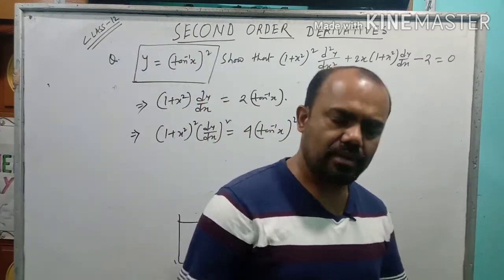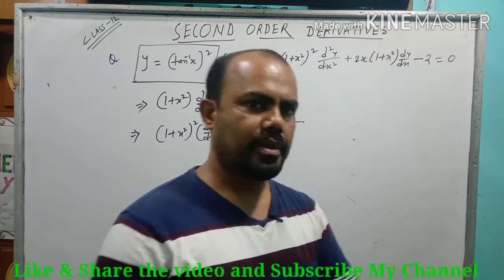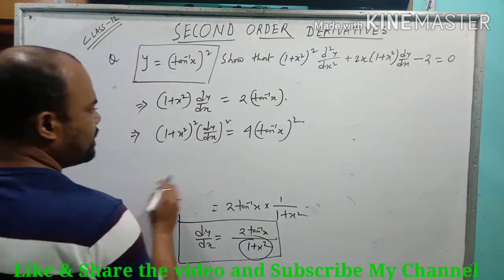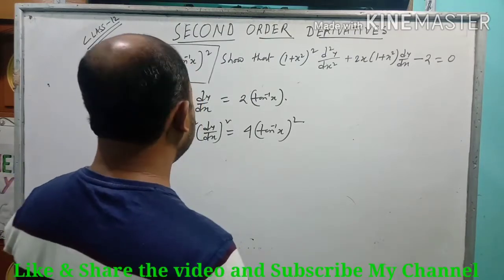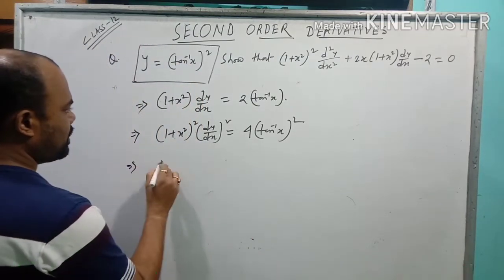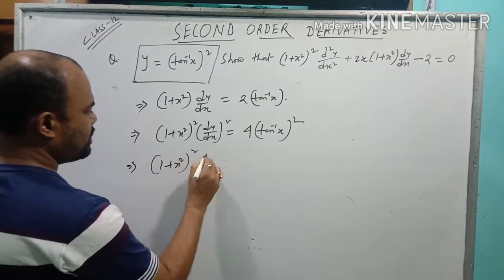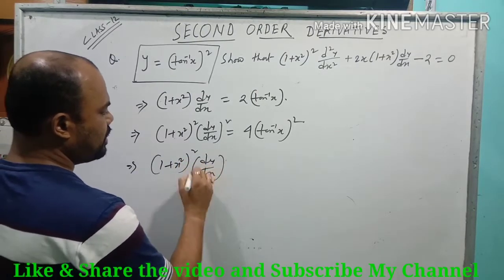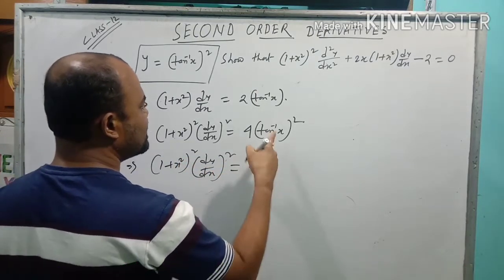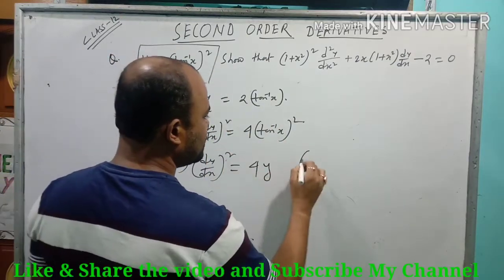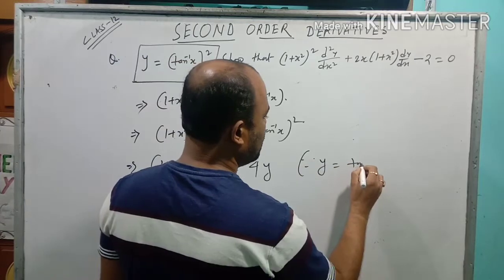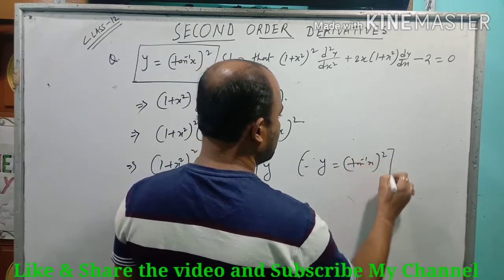Without this technique, without squaring, you can also solve the problem. So this is the technique. In some of the cases, actually in some of the questions, now see the next step. I am coming to that point. (dy by dx) whole square equal to 4. Now see, (tan inverse x) whole square is what? Y. It is given in the question, since y equal to (tan inverse x) whole square.